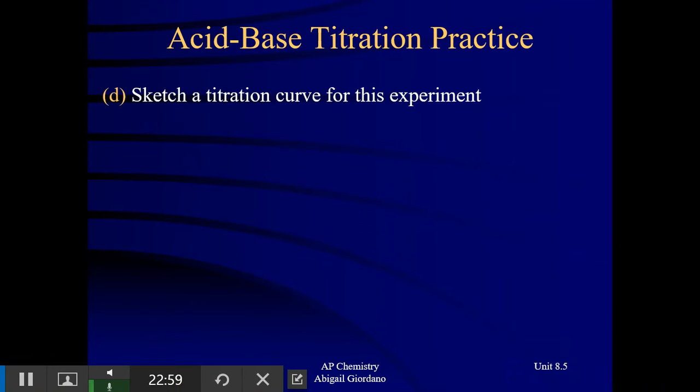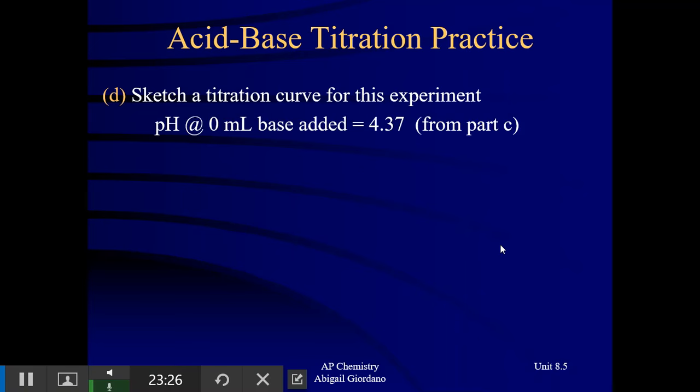Okay, last but not least, they wanted us to sketch the titration curve. And guys, remember, you need 3 data points. The pH before any titrant has been added, the pH at the halfway point, and the pH at the equivalence point. And you need to know where the equivalence point should fall. So from previous parts, part C, we know that the pH before any base has been added is 4.37. There's our first data point.